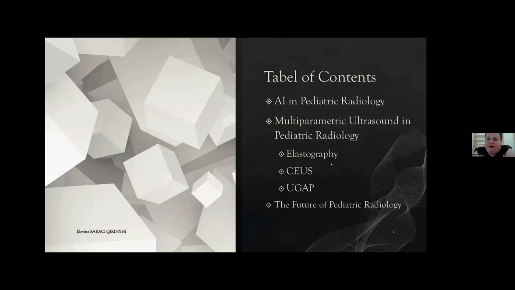We are going to talk about artificial intelligence in pediatric radiology, multiparametric ultrasound with its components like elastography, contrast enhanced ultrasound, and UGAP with fat quantification in pediatric liver patients. And is the future of pediatrics going to be in this field or not?